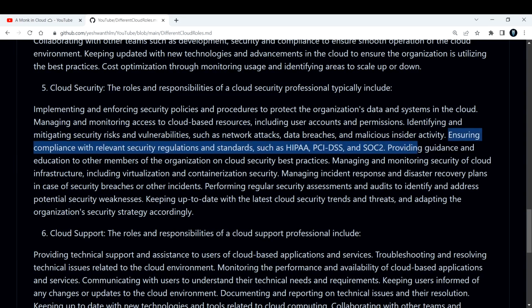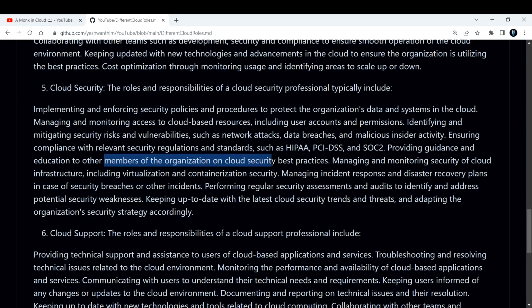Ensuring compliance with relevant security regulations and standards such as HIPAA, PCI DSS, SOC 2, all these are different standards that are set by the industry, and you need to follow each and everything. Providing guidance and education to other members of the organization on cloud security best practices is an important thing. Managing and monitoring security of cloud infrastructure, including virtualization and containerization security, is your part as well.